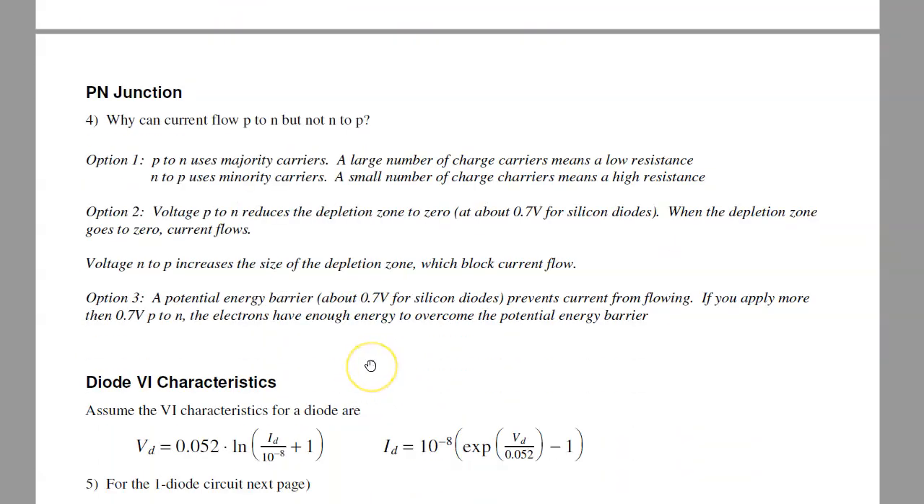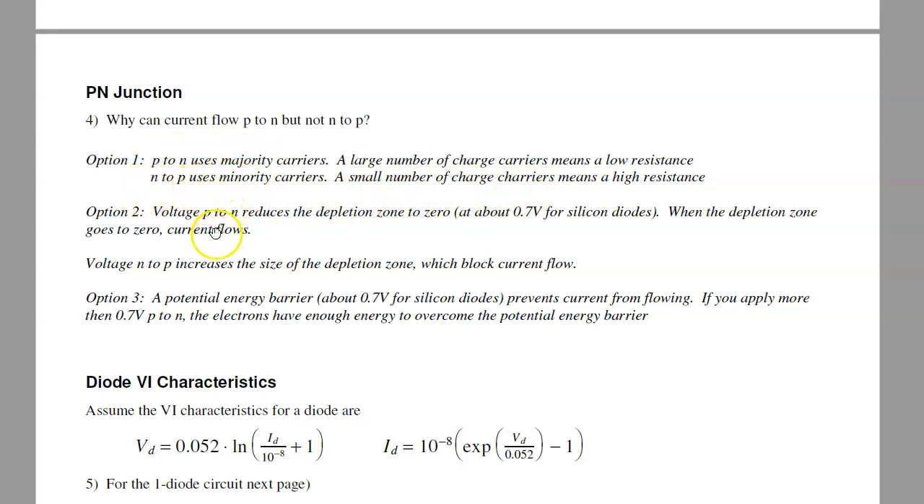Problem 4 is for a PN junction. If you have a PN junction, there's a couple ways to explain why current flows one way but not the other. One option is P to N, I'm using majority carriers. Majority carriers means a high number of carriers, meaning low resistance. So low resistance P to N. N to P is minority carriers. That'll be typically 10 to the 6, 10 to the 8 times fewer carriers, meaning 10 to the 6, 10 to the 10 times higher resistance. If there just aren't very many minority carriers, that means the resistance is very, very high. So low resistance P to N, high resistance N to P.